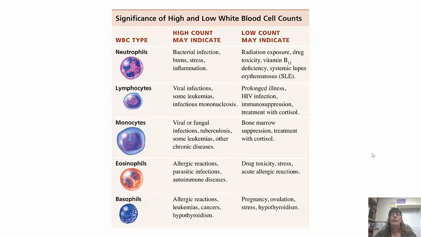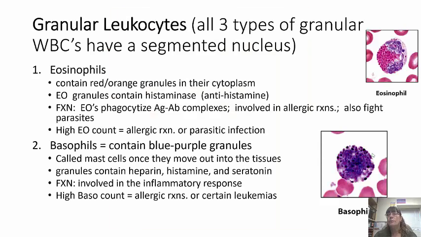Eosinophils are really good at parasitic infections. So if you have a parasitic worm of some type, eosinophils are going to be the ones to fight that. And then basophils are allergic reactions. They actually have histamine, which they secrete. So for high counts, you can look at what those indicate versus low counts and make sure you're kind of familiar with what they mean in general. All 3 types of granular white blood cells have a segmented nucleus.